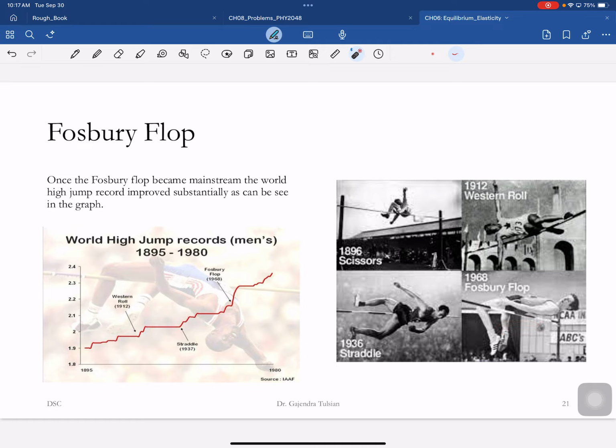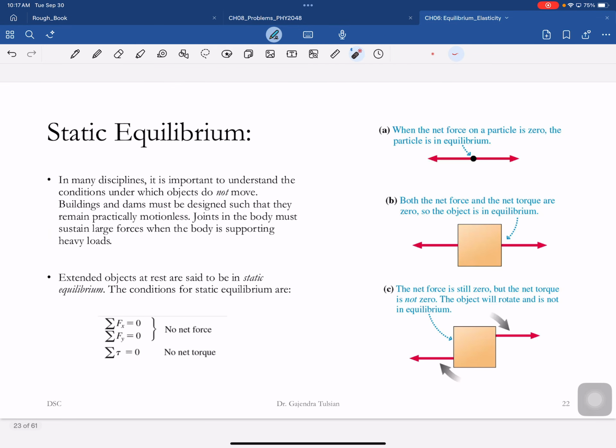And look at this. Back in 1895, the high jump record was 1.9 meters. 1.9 meters is 6 feet 4 inches. So that was the record. And once the Fosbury flop started being employed, you see the records started going up.